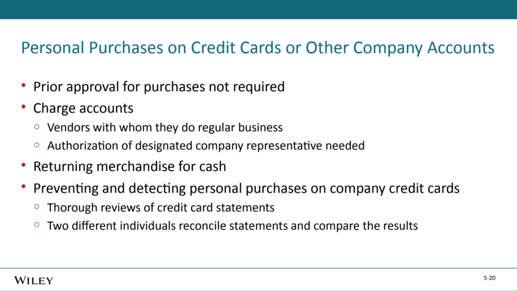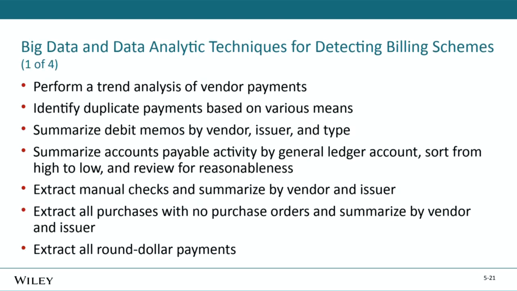And then, how do you prevent and detect personal purchases on company credit cards? Well, look at the credit card statement, all right? Maybe have two different folks look at it and reconcile it. And as in the last chapter, there are a whole bunch of great ideas on using big data and data analytics to detect these schemes.